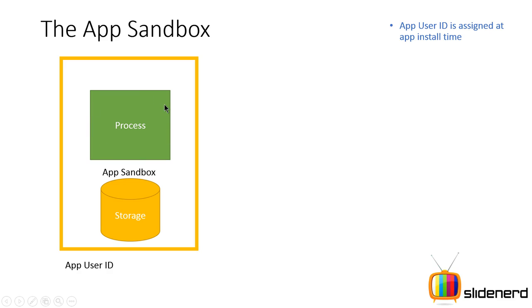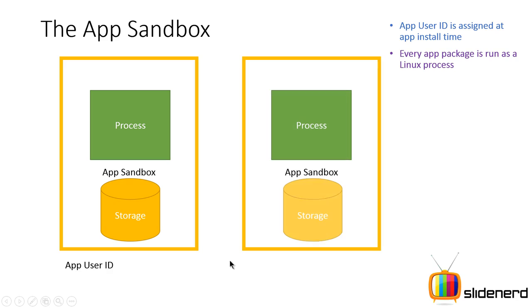It has a process with the same name as the package name, and a folder where it can put its files like shared preferences or normal files. Same applies to every app that you install. Depending on the user and the app being installed, there's an app user ID and there's a process with the name as the package name.